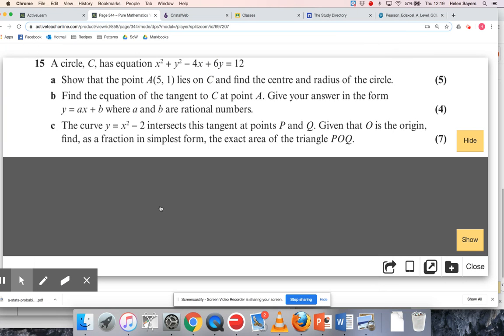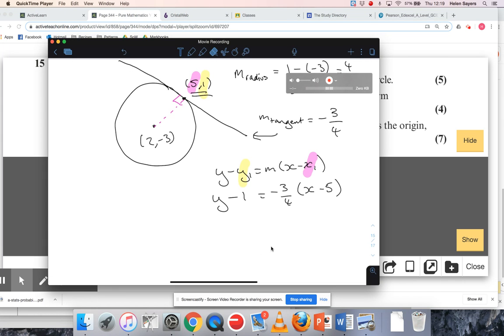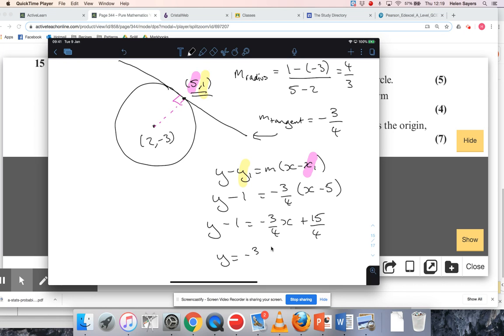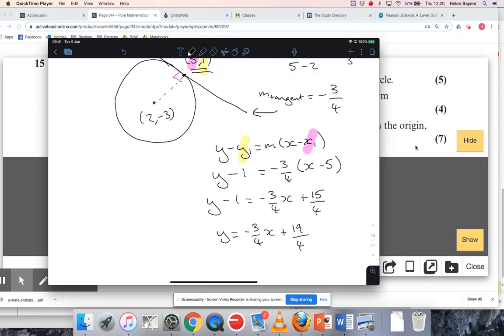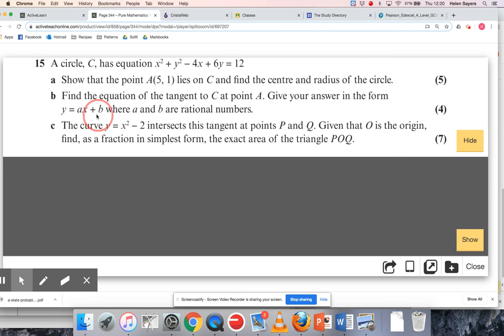Okay, and then it did ask for it in a particular form. It wants it in the form y equals ax plus b. So I'm just going to multiply out the brackets on the right-hand side. Minus 3/4 times minus 5 will be plus 15 over 4. And then I'm just going to add the 1 over. So 1 is 4 over 4. So that will become 19 over 4. And that's in the form that they want.